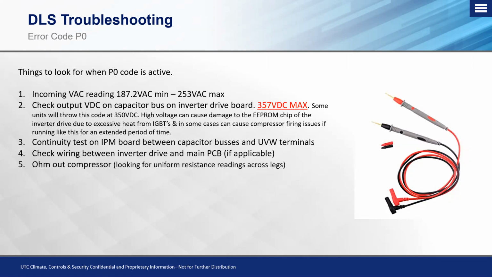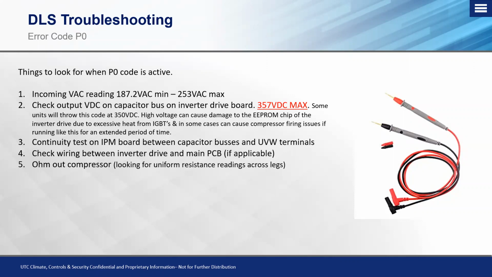If you can confirm that the wiring is correct, continuity test is passed on your IPM or your drive board, and that your incoming voltage and your output voltage are correct, then we want to move on and ohm out our compressor. What we're looking for when ohming out the compressor is a uniform resistance group, just like any other compressor. You just want to go through and see consistency.